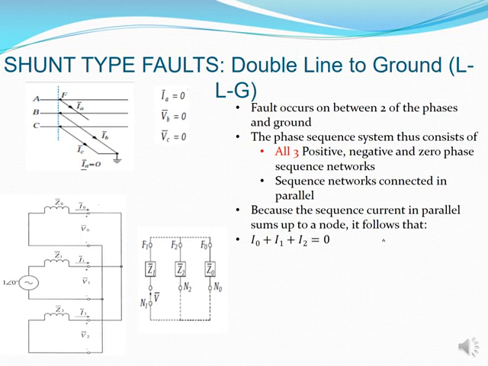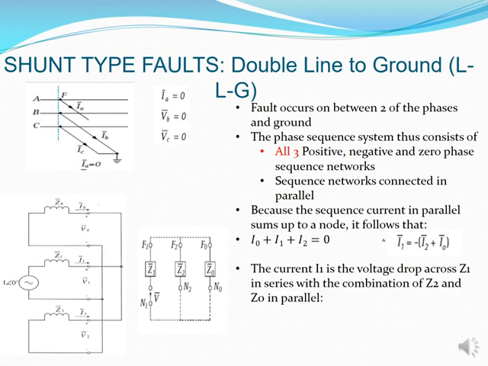And therefore here I can summate that my I1, I2 and I3 will equal to 0, and that my I1 is actually equal to the negative of I2 plus I naught. The current I1 is the voltage drop across my Z1 and the combination of Z2 and Z0 in parallel. So how do I write that out? I will say that my I1 is actually equal to V divided by Z1 plus my Z0 and Z2 in parallel together.